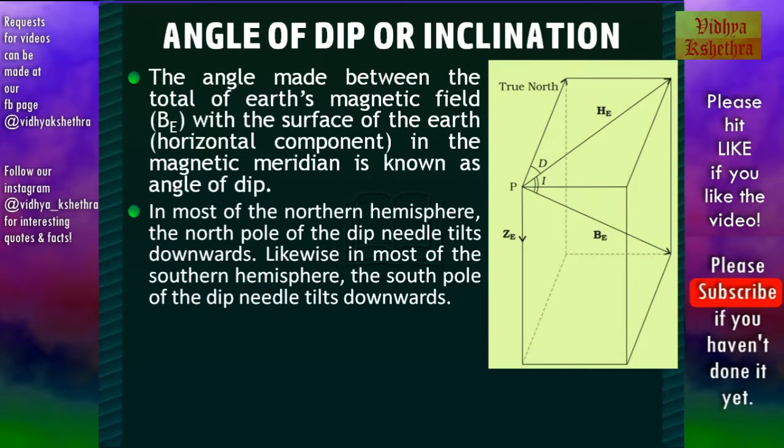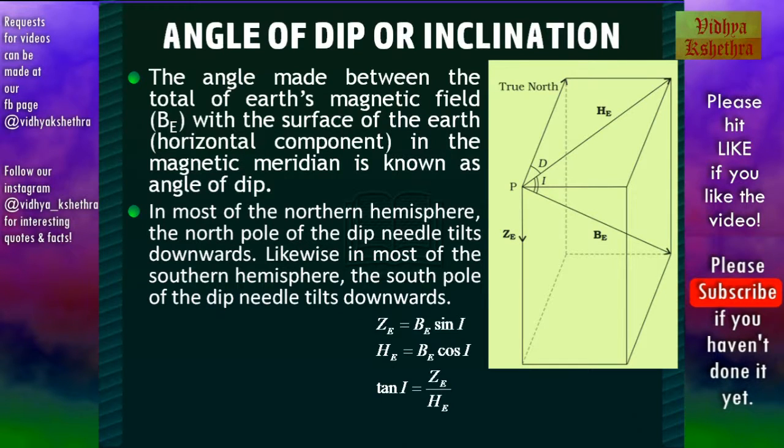Here in this figure, we can see a point P. And in this case, BE shows the total magnetic field due to Earth, and He is the horizontal component of the magnetic field and Zd is the vertical component of the magnetic field. Here I is the angle of dip or inclination and D is the declination.